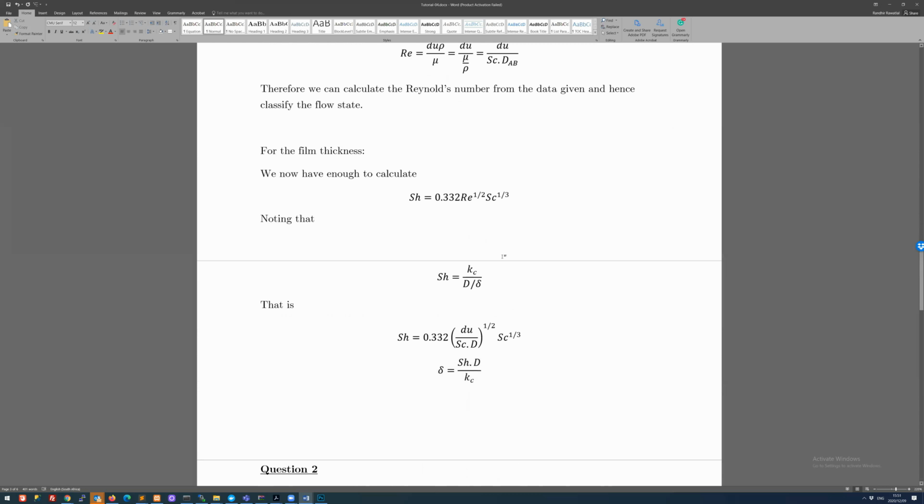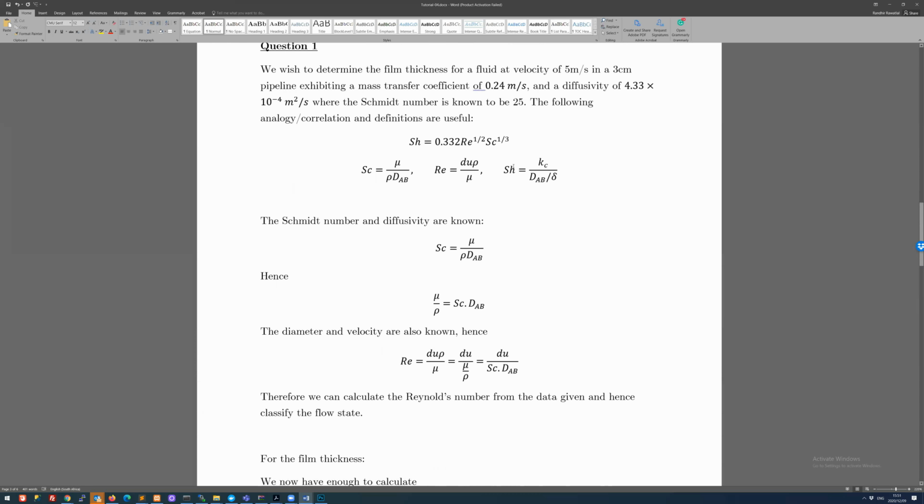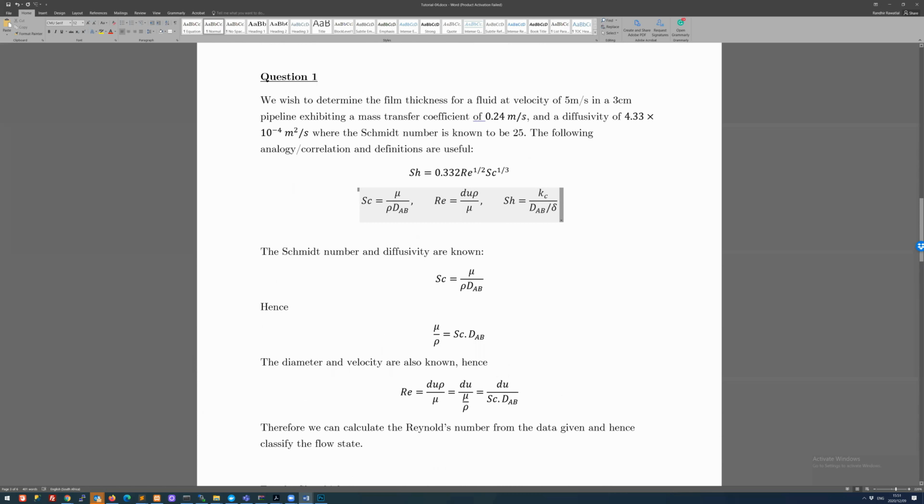So we can calculate the Sherwood number. In terms of the relationships we are given, film thickness only shows up in the Sherwood number. So if we can get the Sherwood number, then hopefully we can get it. So we know we've got Kc. We are given the mass transfer coefficient, and we are given diffusivity. So if we can get the Sherwood number, then we can get the film thickness.